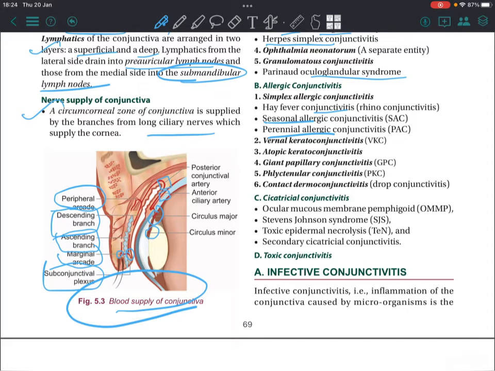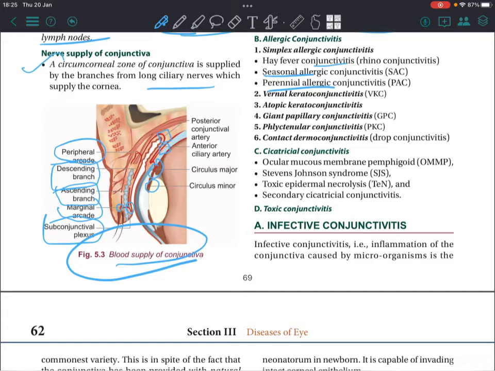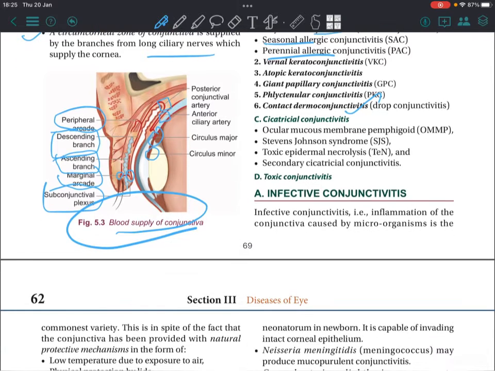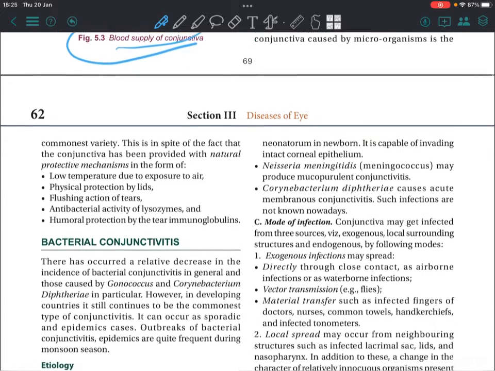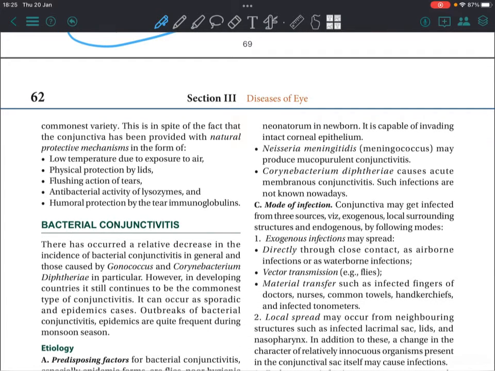vernal keratoconjunctivitis, atopic keratoconjunctivitis, giant papillary conjunctivitis, phlyctenular conjunctivitis, contact dermatoconjunctivitis, cicatricial conjunctivitis, ocular mucous membrane pemphigoid, Stevens-Johnson syndrome, toxic epidermal necrolysis and secondary cicatricial conjunctivitis. Toxic conjunctivitis. Infective conjunctivitis is the commonest variety.